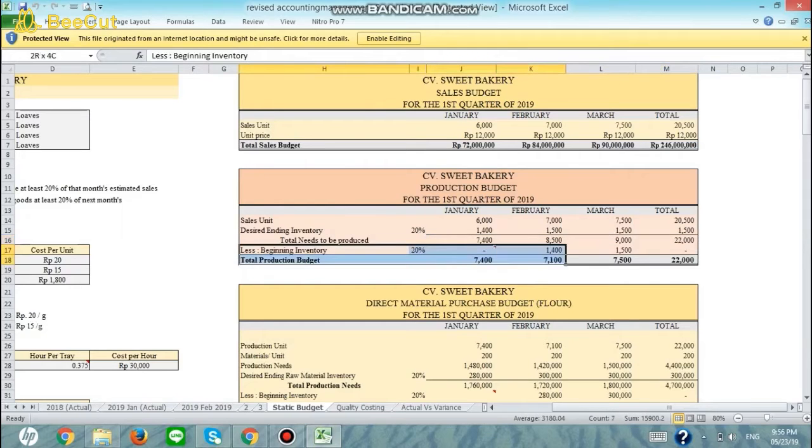For January, there was no production in the last year, so there is no beginning inventory in January 2019.